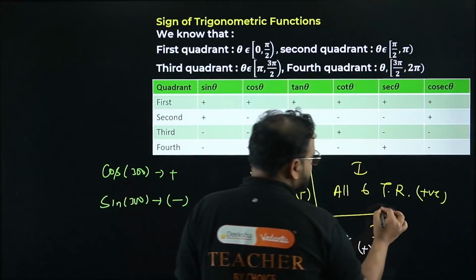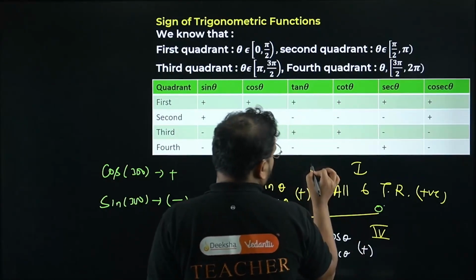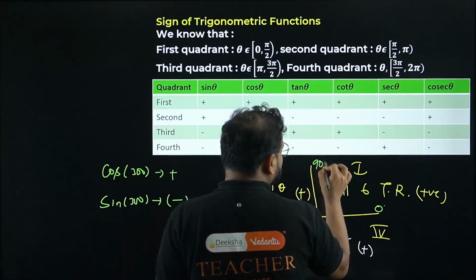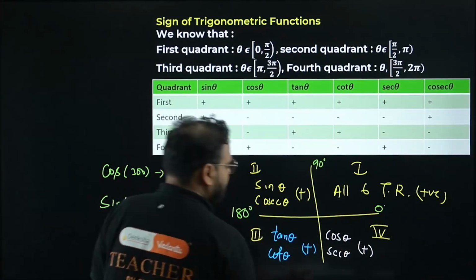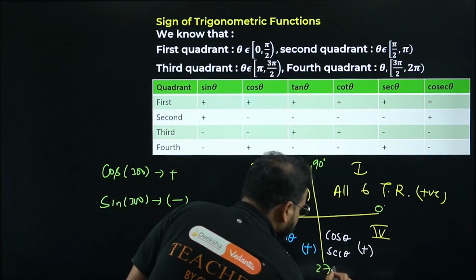This is going to be 0 degrees. It's going to be what, dear? 90 degrees. Okay, this will be 180 degrees. I hope you know that already. And this will be 270 degrees, and this will be what?